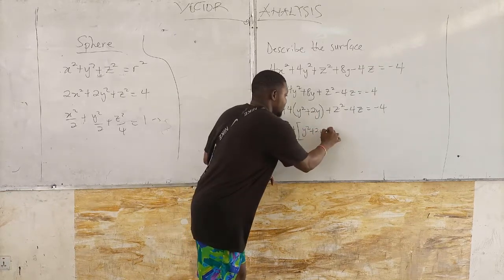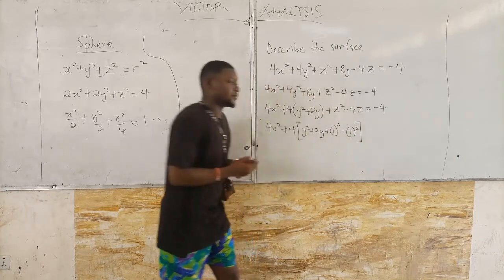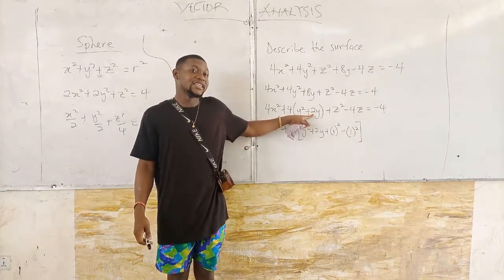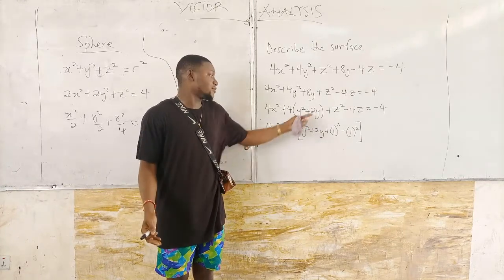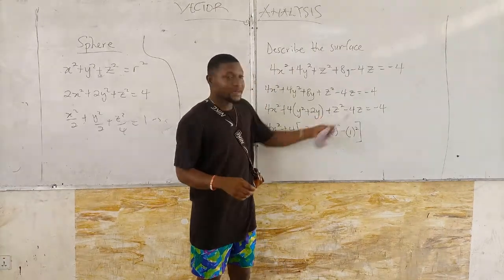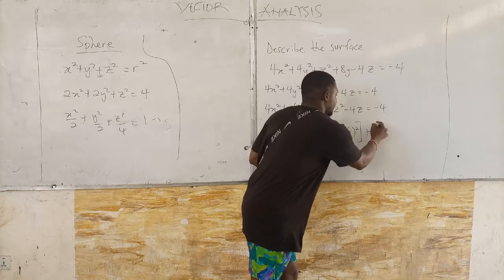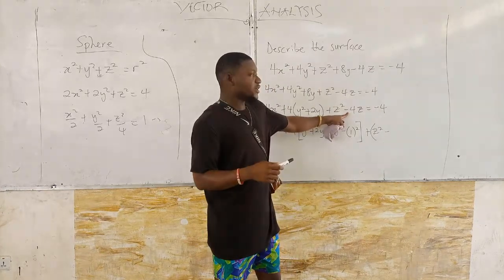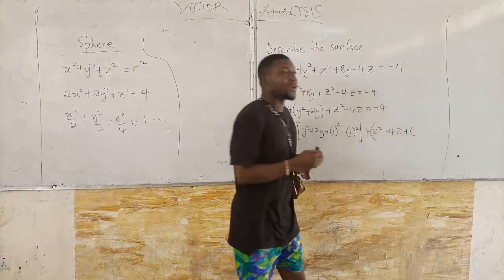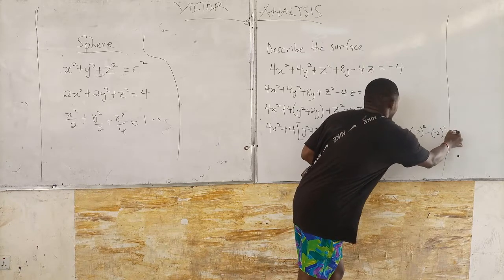So the coefficients of this, we divide, we are going to get what? Square minus what? So it's the coefficient of this y. You divide by 2, you multiply by half to get 1. So we square it, add and subtract. The same thing we do to the z. So here the coefficient is negative 4. So if you divide by 2, we are getting what? Negative 2.